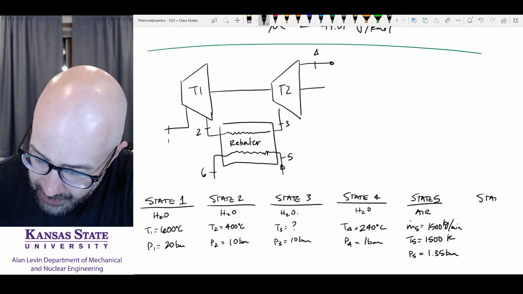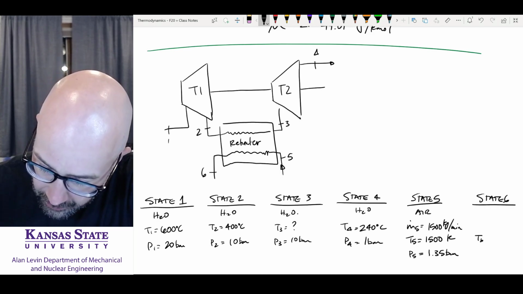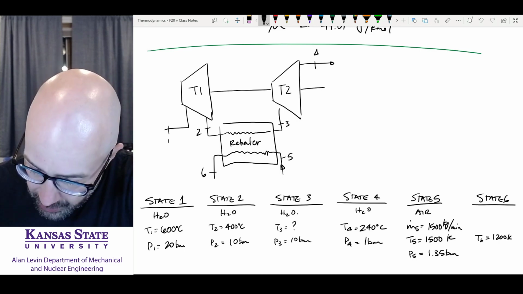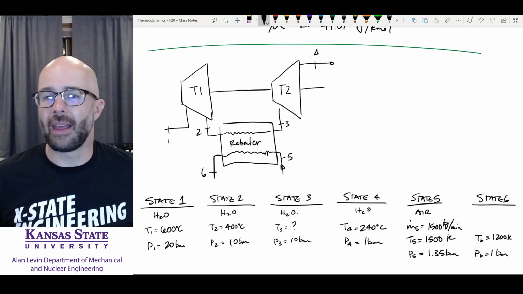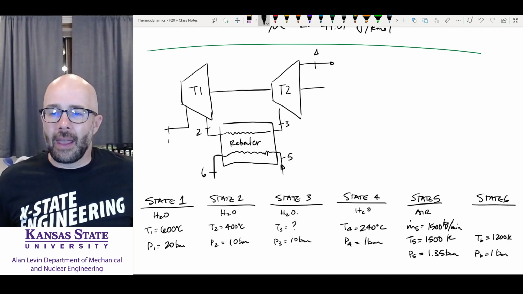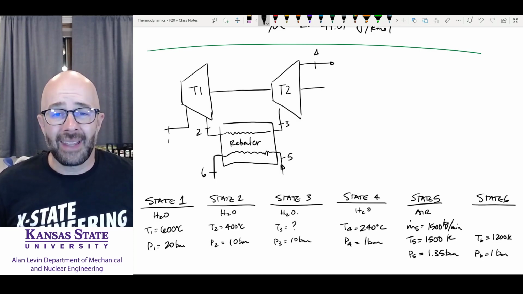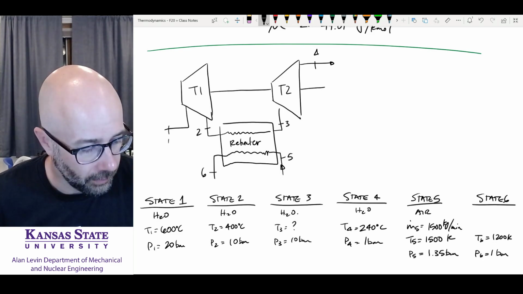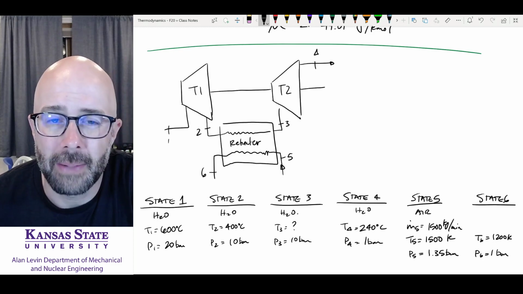And finally, state 6. They tell us that the temperature at 6 is equal to 1200 Kelvin, and the pressure at 6 is equal to 1 bar. Okay, so there's some pressure drop inside of that reheater on the air side, with no pressure drop on the water side. But we're taking some heat from the air and putting it into the steam flow. Okay, so the questions that they ask here. This is what the problem statement says.